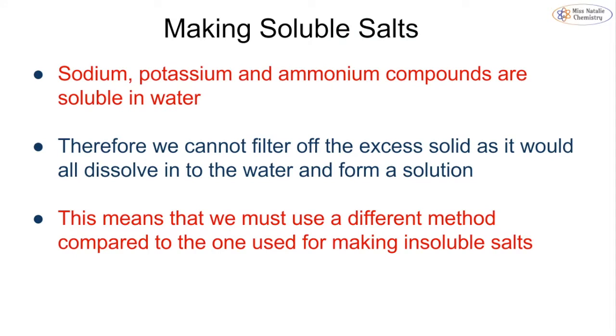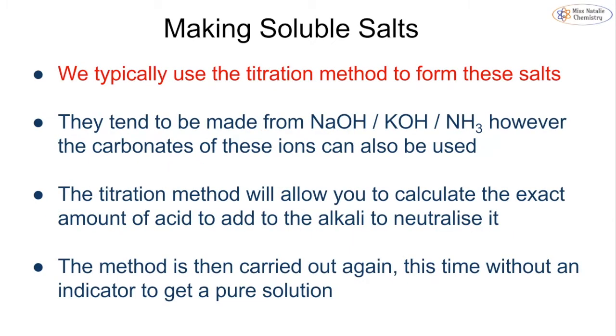So sodium, potassium and ammonium compounds are all soluble in water. This means because they are soluble, we cannot filter off the excess solid the way we would if we were making something like copper sulfate, because all of our salt would dissolve into the water. So we have to use a different method in order to make this soluble salt in comparison to the methods that you met in double. And the way that we do this is we use a titration method.